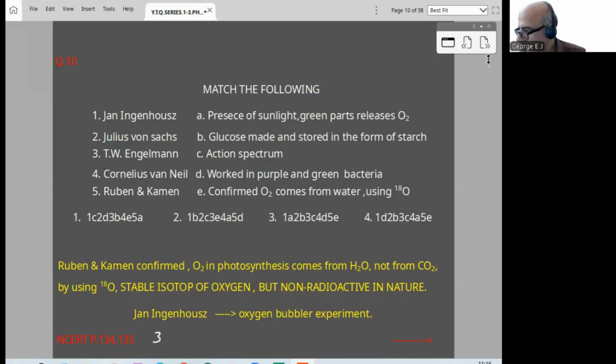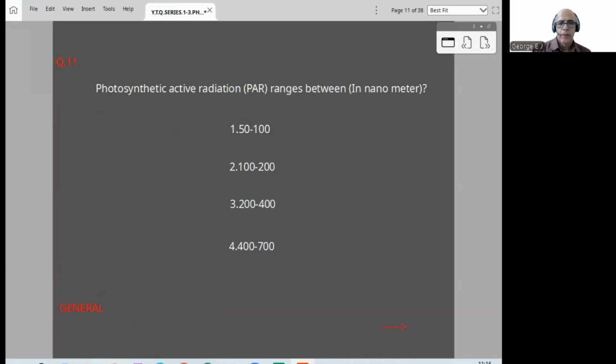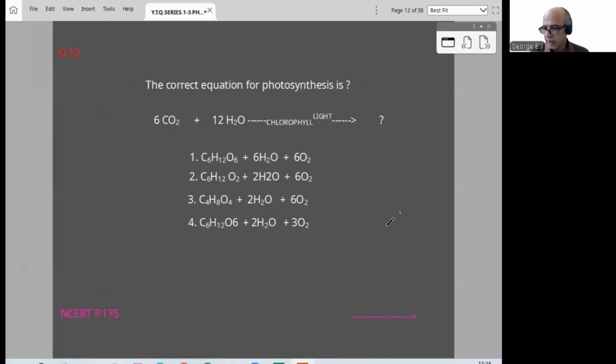Now coming to the 11th. Photosynthetically active radiation, PAR, ranges between nanometers. The normal value given is 400 to 700. So option wise, it is 4. Easy question. Now, the next is question number 11. The correct equation for photosynthesis, direct NCERT: 6 CO2 plus 12 H2O, chlorophyll, light needed. Then equation wise, we can select C6H12O6 plus 6 H2O plus 6 O2. So option wise, it will be 1.